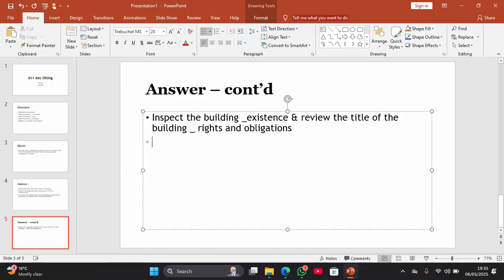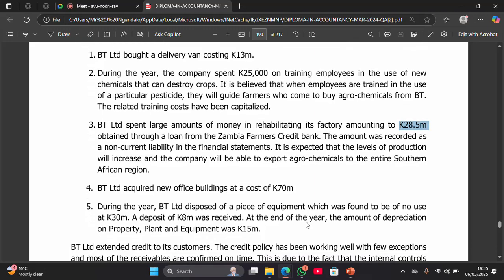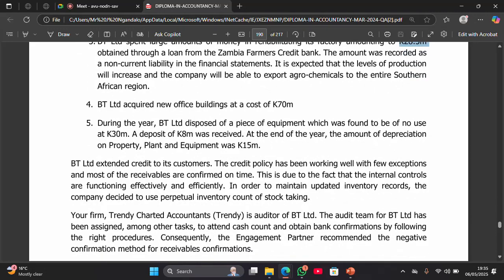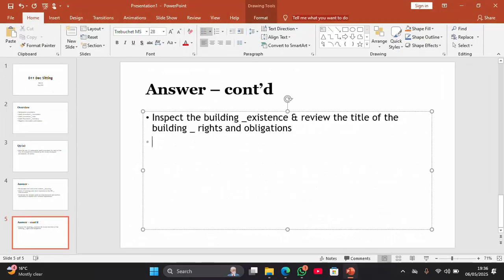Then the next one is what happened next? There was, during the year, a disposal of a piece of equipment which was found to be of no use, 30 million. A deposit of 8 million was received at the end of the year. The amount of depreciation was calculated as 15 million. So there you have got a number of things that you can do.